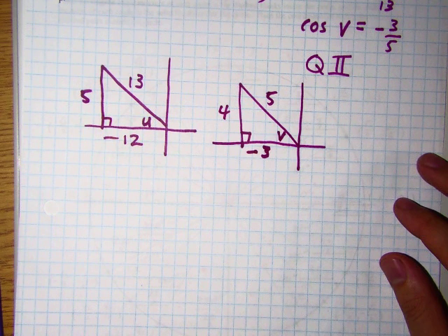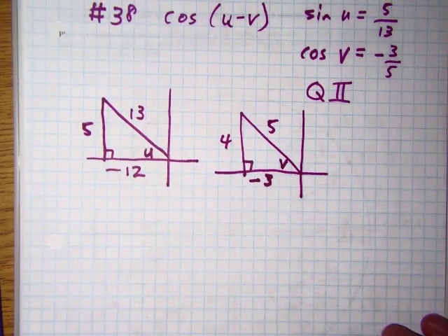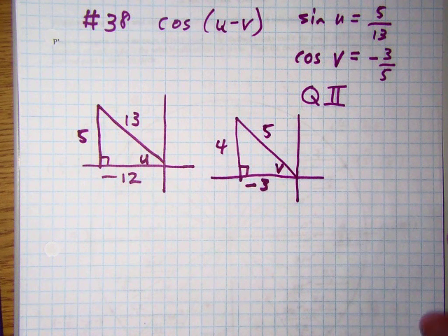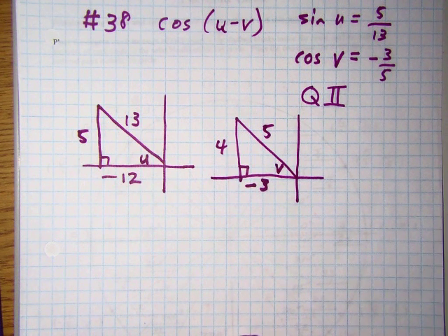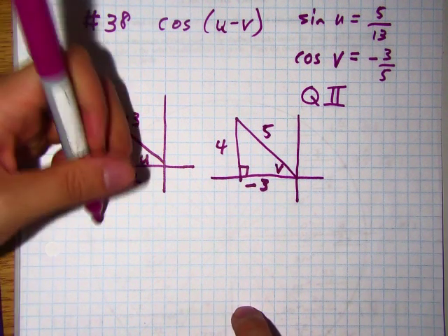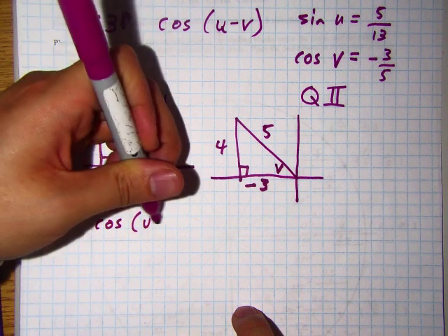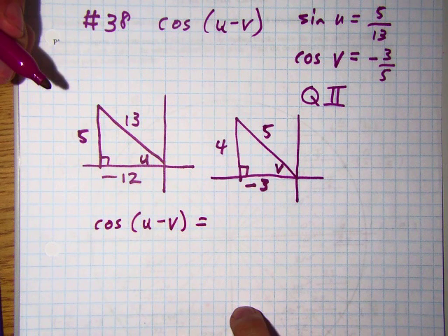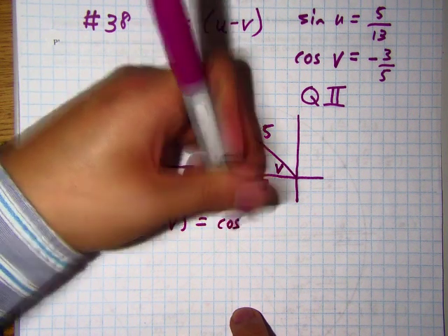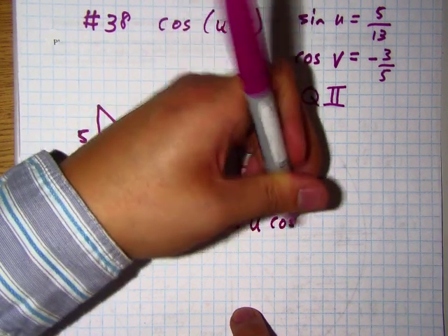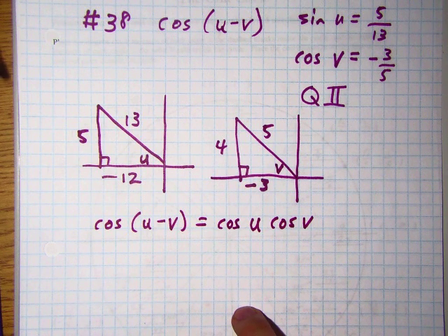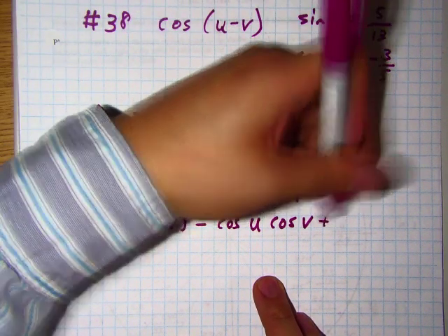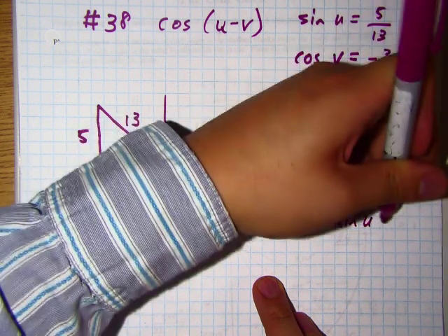Okay, so given that, let's do this problem now. Cosine of u minus v. All we do is use the addition identity. So cosine of u minus v equals cosine u cosine v plus, I believe, right? Yep, look at your addition identities. Yep, it's plus sine u sine v.